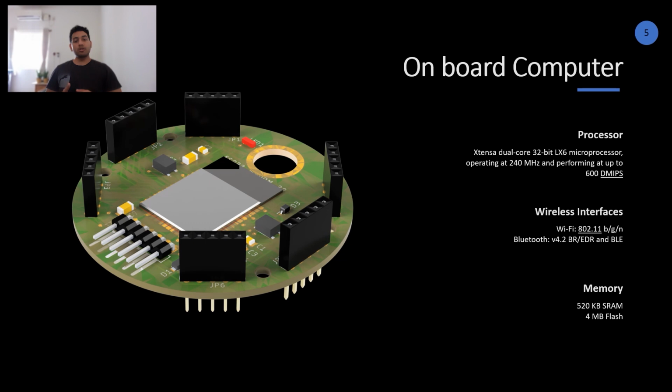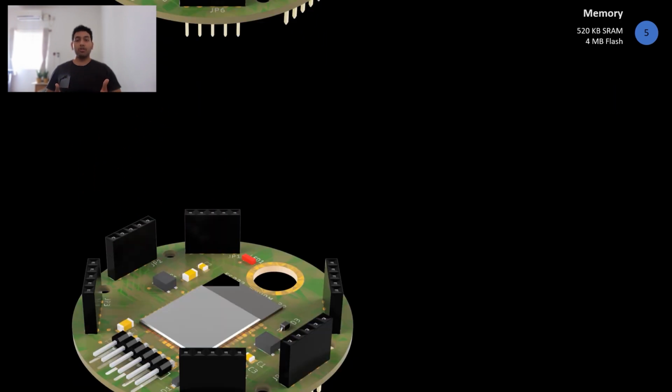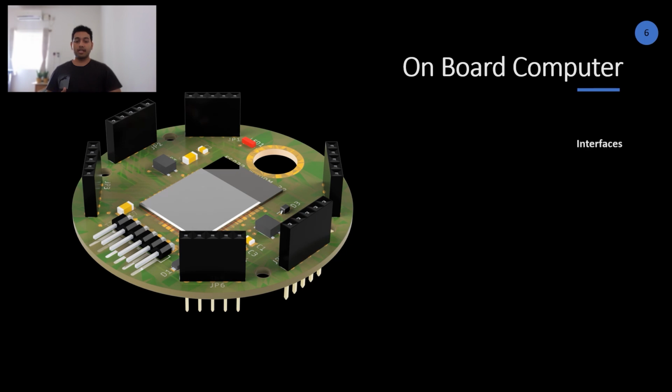Along with that, we also have really good memory for flash storage if you ever want to implement real-time operating systems, because real-time operating systems and big algorithms usually take up a lot of space. So we have about 4 MB worth of flash and 520 KB worth of SRAM. Overall, this microcontroller is developed by Espressif Systems and they use the Xtensa processor. A lot of resources are available for this microcontroller, and I'll be talking about the resources in the later slides.